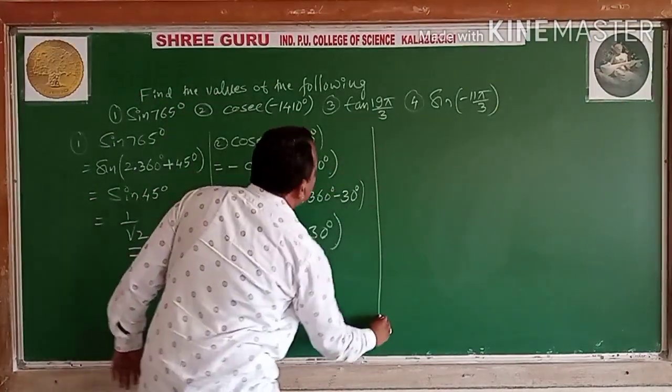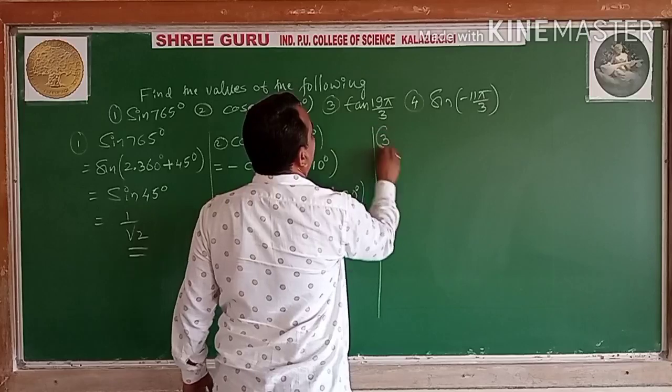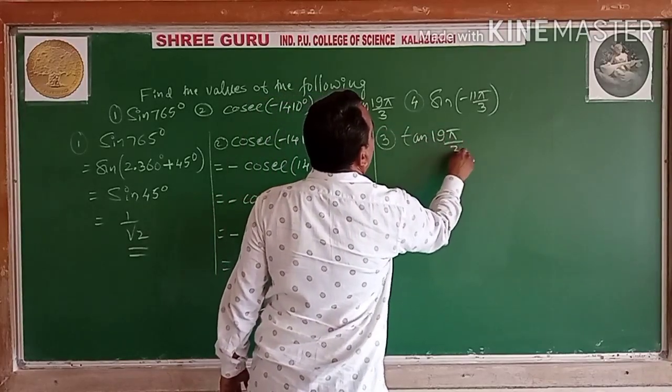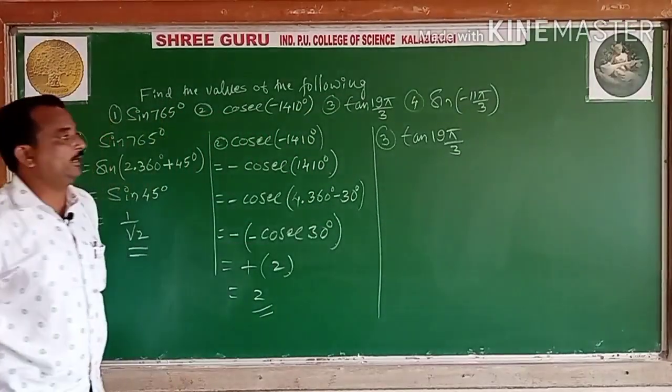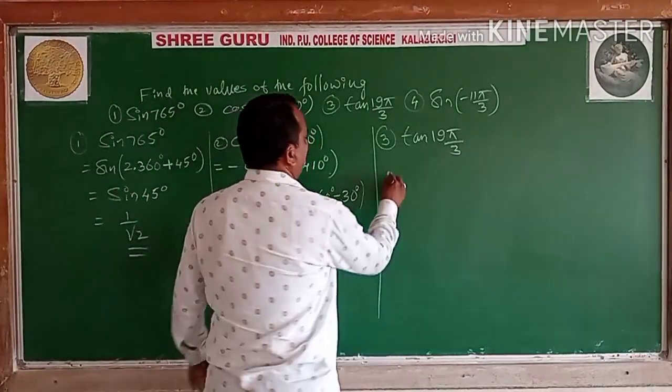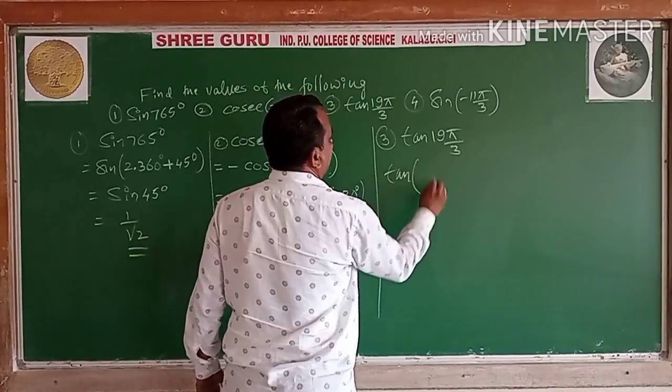Now next, come to the third one. Let us see how to calculate such a value in terms of radians. Very simple it is. Tan 19 pi by 3. See, tan of 19 pi by 3.